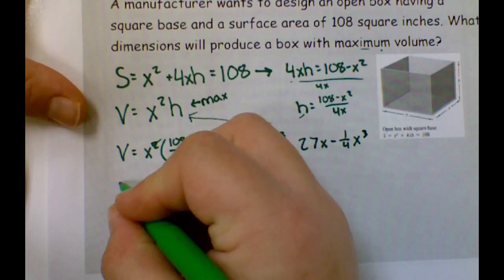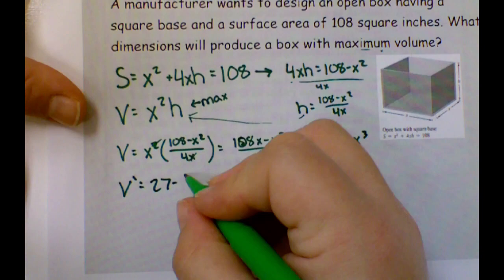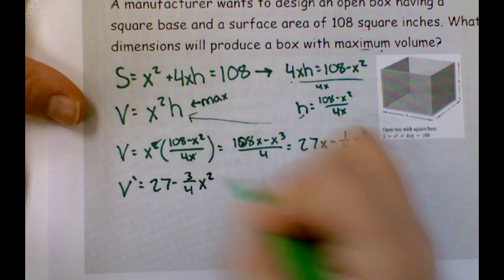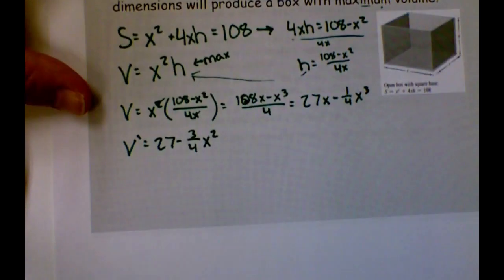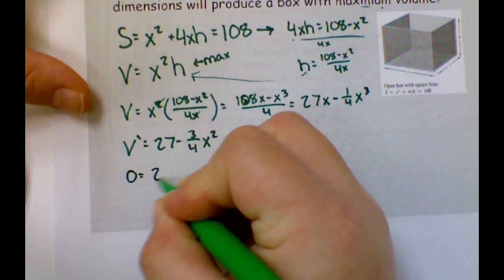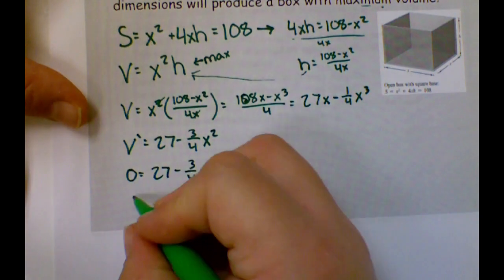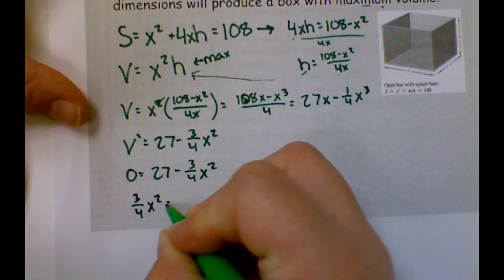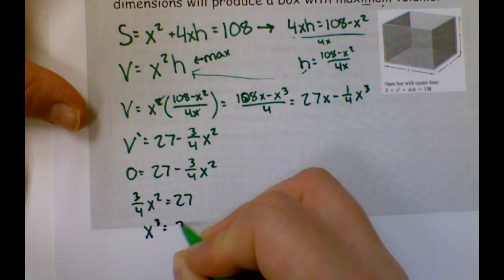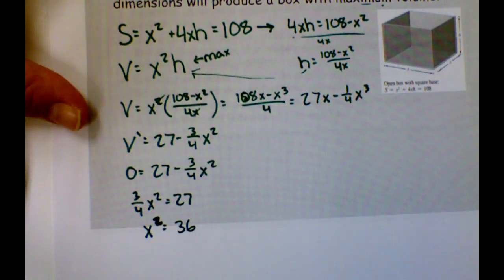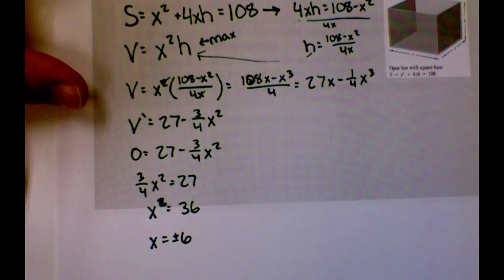Now I can find the derivative, V prime. It's 27 minus 3/4 x squared. Now to find the maximum, I need my critical number, which is set this equal to 0 and solve for x. Well, I would add that 3/4 x squared over, multiply by 4/3, which makes 36. Square root, and I get x equals positive or negative 6.